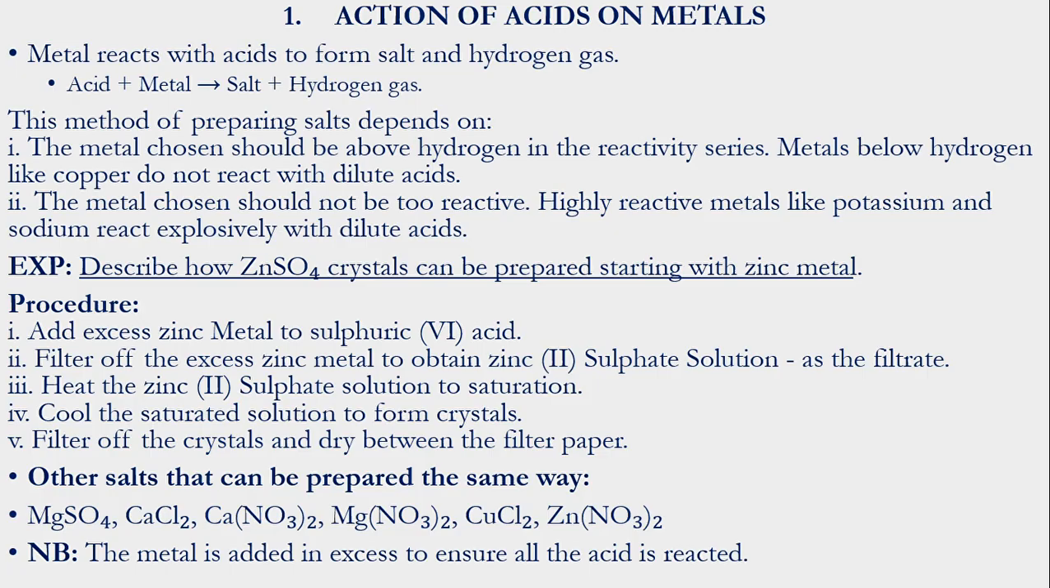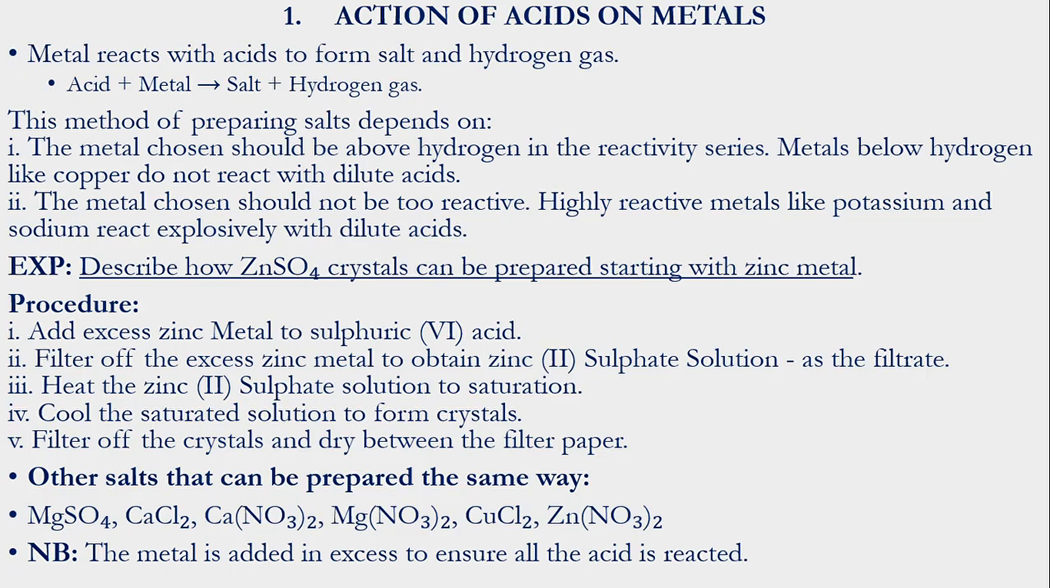So this is the procedure, starting with step number 1. We add zinc metal in excess. So we add zinc metal to sulfuric acid, not vice versa. When we add zinc in excess, this will ensure that all the sulfuric acid has reacted.